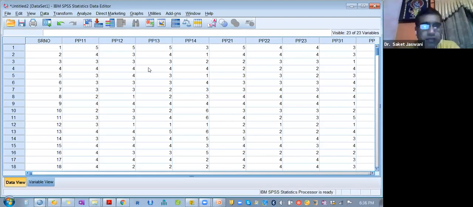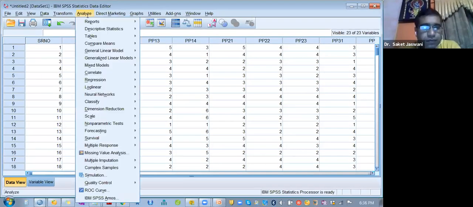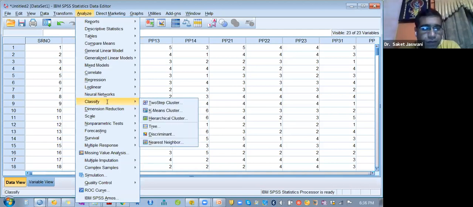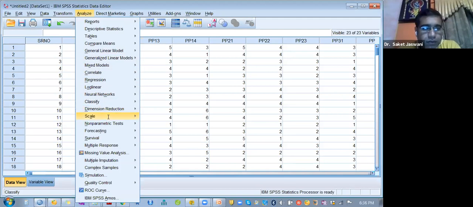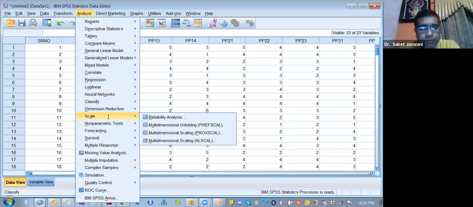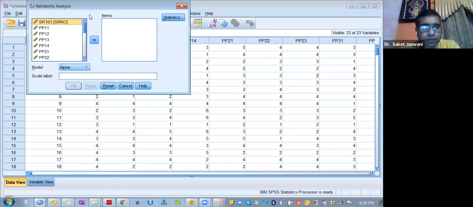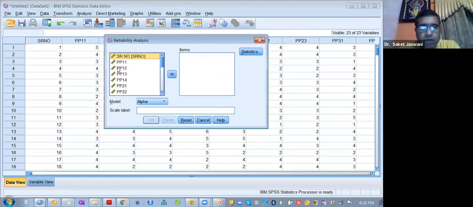Now for conducting the factor analysis, I will show you how the Cronbach's coefficient alpha has been tested. Go to Analyze, then go to Scale and go to Reliability Analysis. The reliability analysis window will open and you can see all the items here in this box. PP11, PP12, PP13 and PP14 are the 4 items for the PP1 variable.